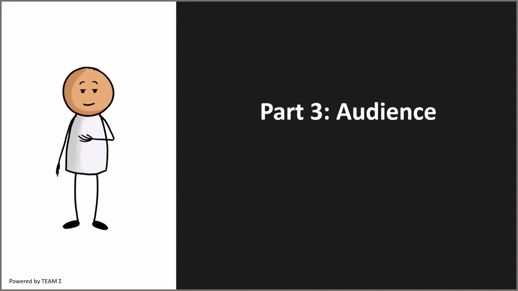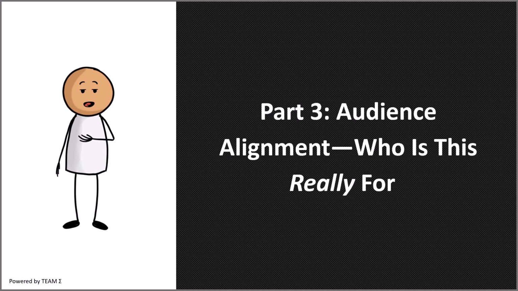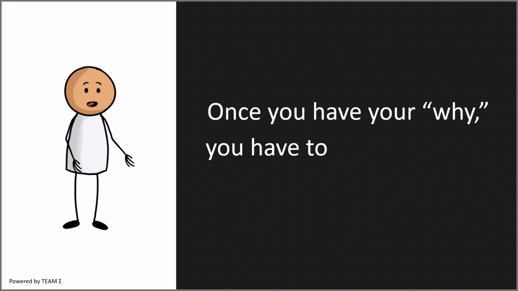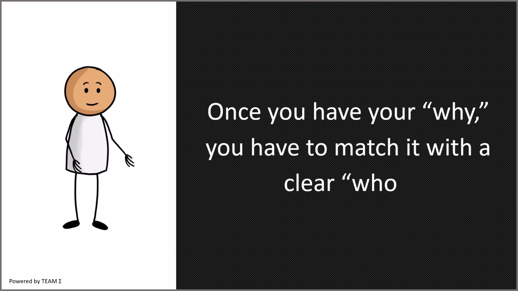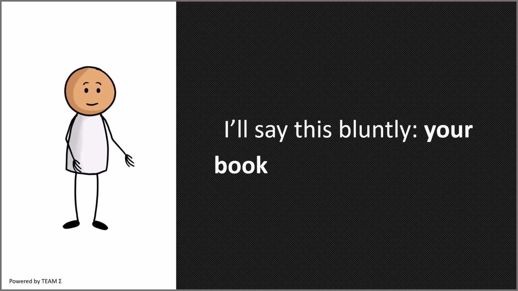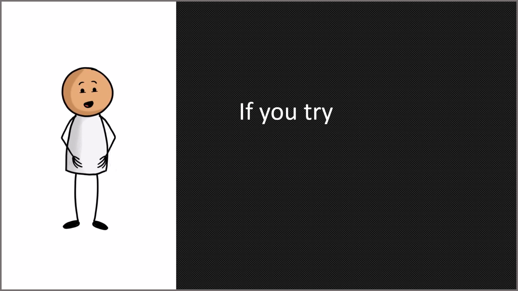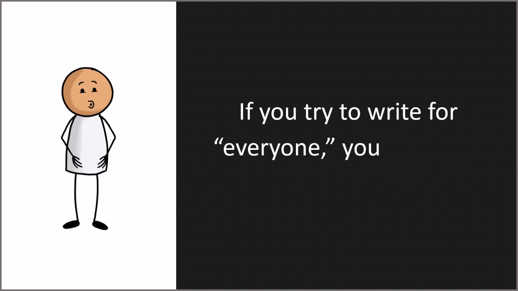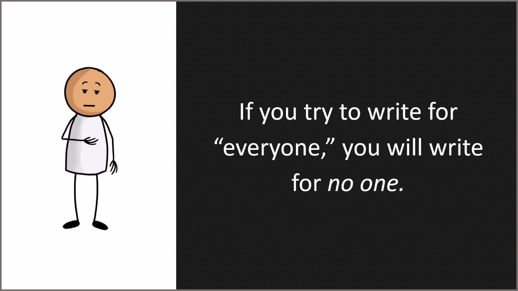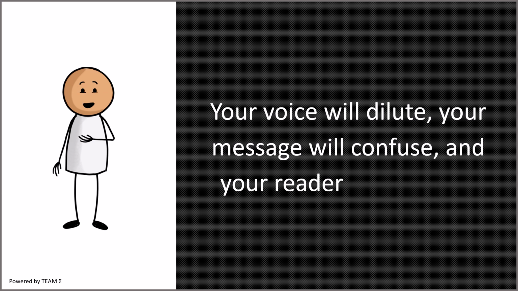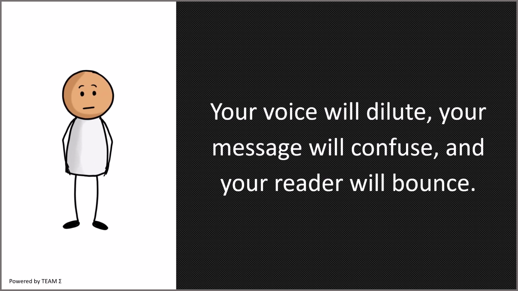Part 3. Audience alignment. Who is this really for? Once you have your why, you have to match it with a clear who. I'll say this bluntly. Your book is not for everyone. If you try to write for everyone, you will write for no one. Your voice will dilute, your message will confuse, and your reader will bounce.